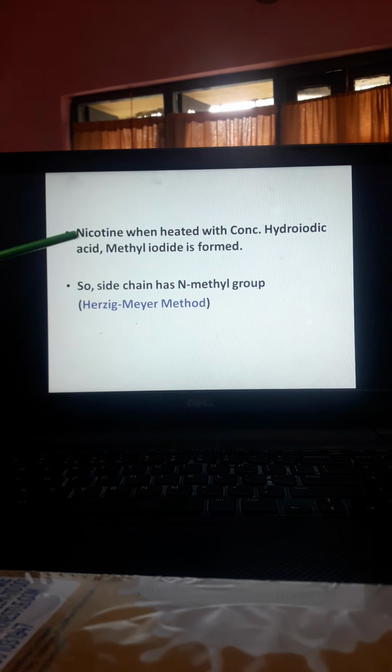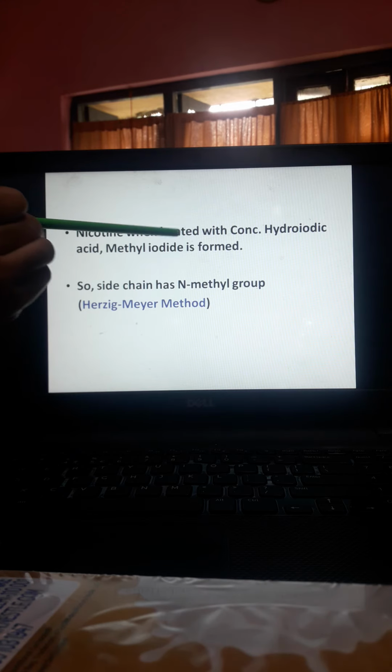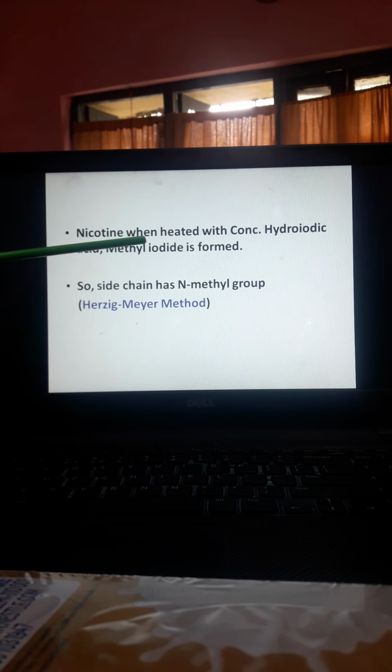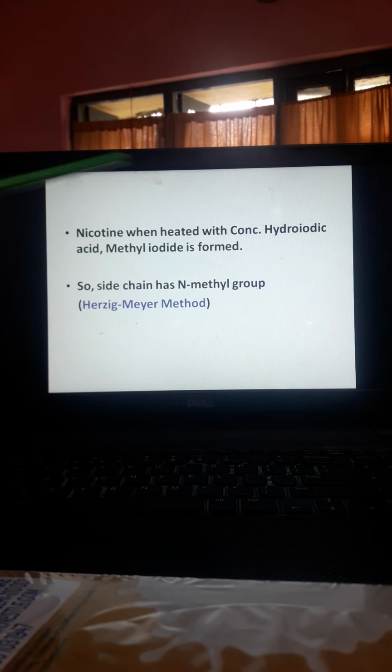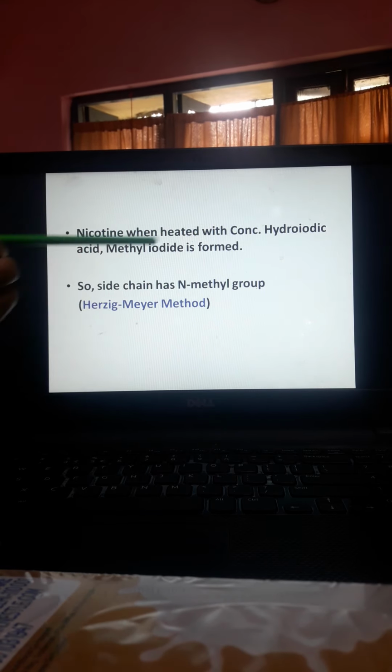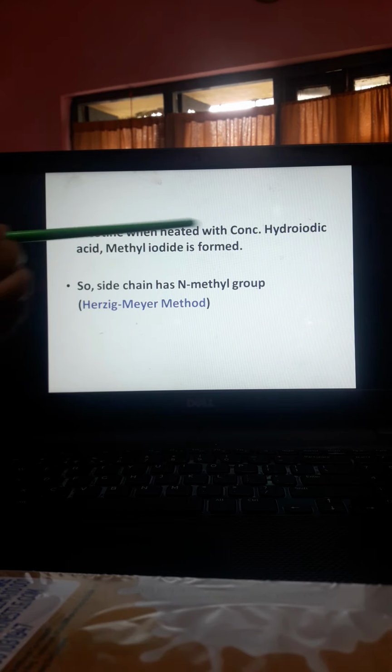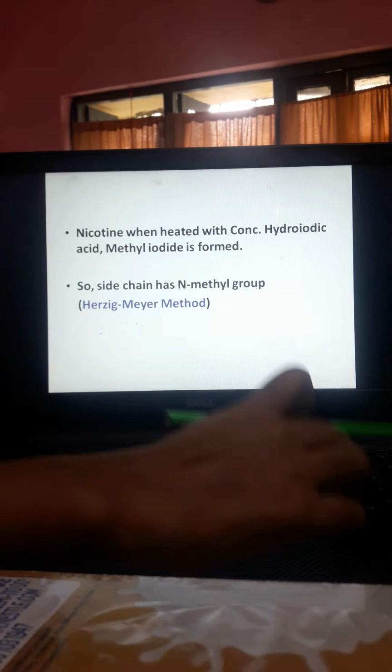Next, when nicotine is heated with concentrated HI at 150 degrees centigrade, methyl iodide is formed. Right? Methyl iodide is formed. Thus the side chain contains an N-methyl group. And this method is known as the Herzig-Meyer method. So by this method we can conclude that nicotine contains an N-methyl group in its side chain.